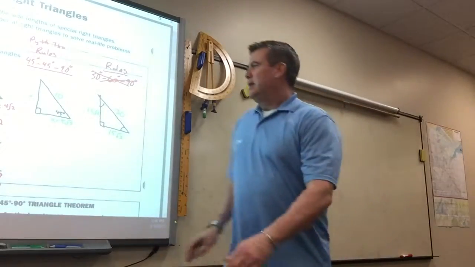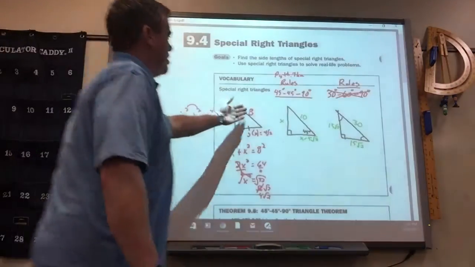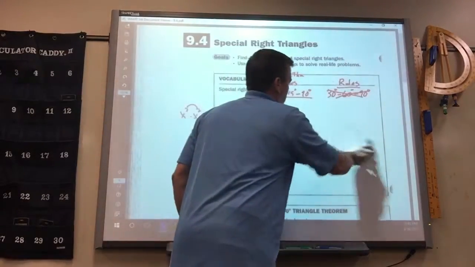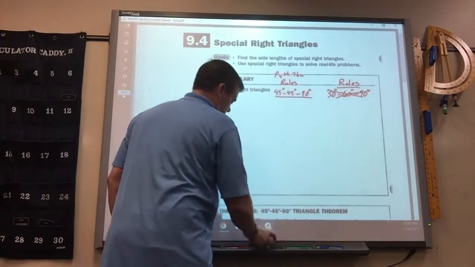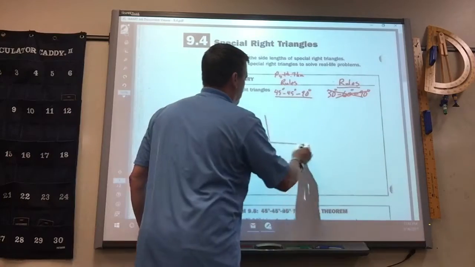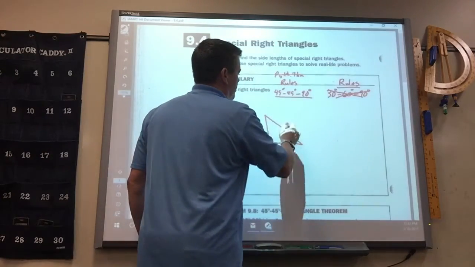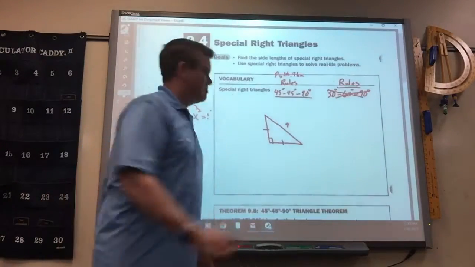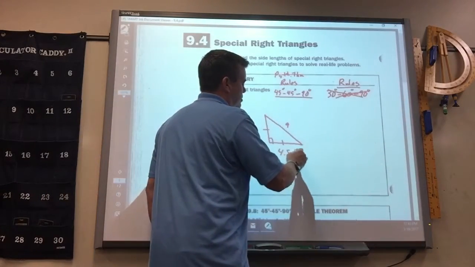Okay? Now, I chose even numbers. You know, these are all even. Sometimes they'll be odd. So if this was 9, what's half of 9? 4.5 square roots of 2.